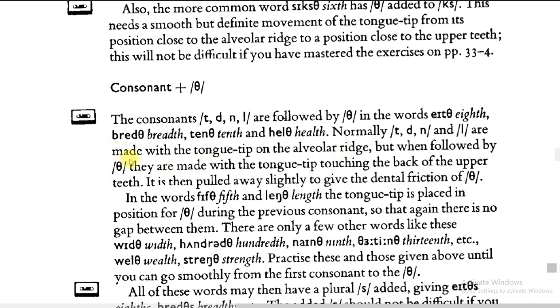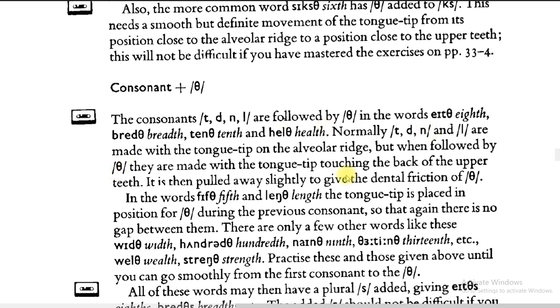Let's come to the th sound. How do we produce the th sound? What is the place of articulation? We have the tongue tip very close to the upper teeth. Tongue tip very close to the upper teeth to produce the th sound, right? Tongue tip or tongue blade. The important thing is that the tongue is close to the upper teeth.